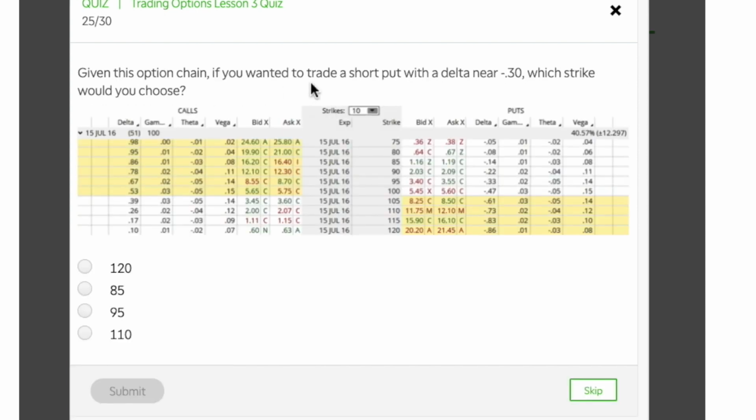Given this option chain, if you wanted to trade a short put with a delta near negative 0.30, which strike would you choose? So if you want to do puts, the delta near 30, this is right here, negative 33. Which strike price does this correlate to? 95.